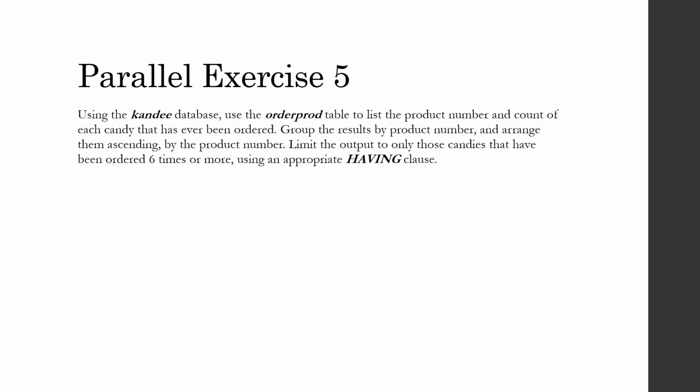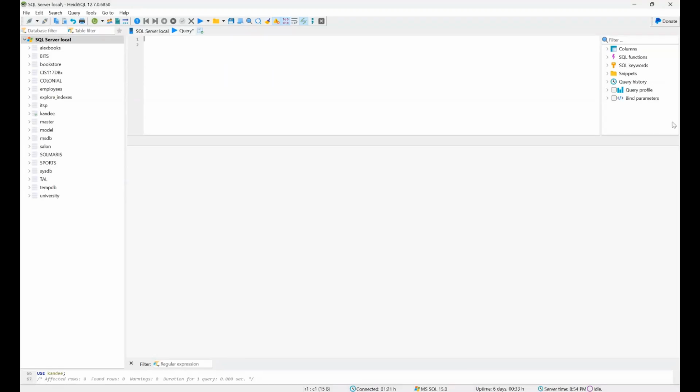Parallel exercise 5. Using the Candy database, use the order prod table to list the product number and count of each candy that has ever been ordered. Group the results by product number and arrange them ascending by the product number. Limit the output to only those candies that have been ordered 6 times or more using an appropriate having clause. Here is another problem requiring grouping.